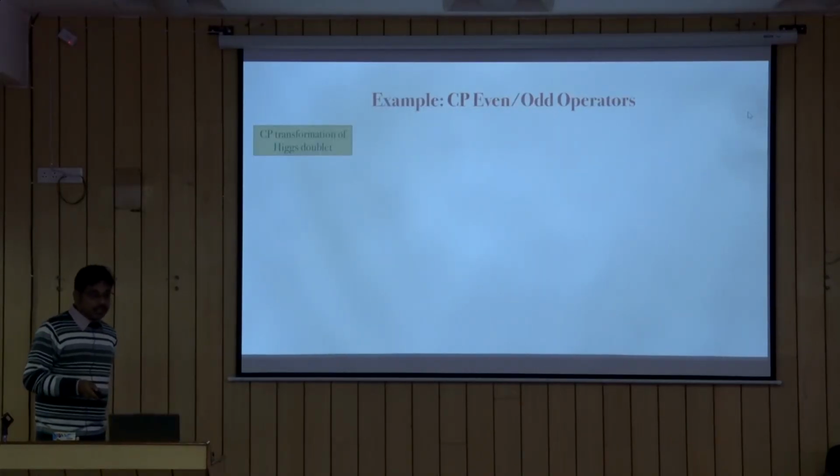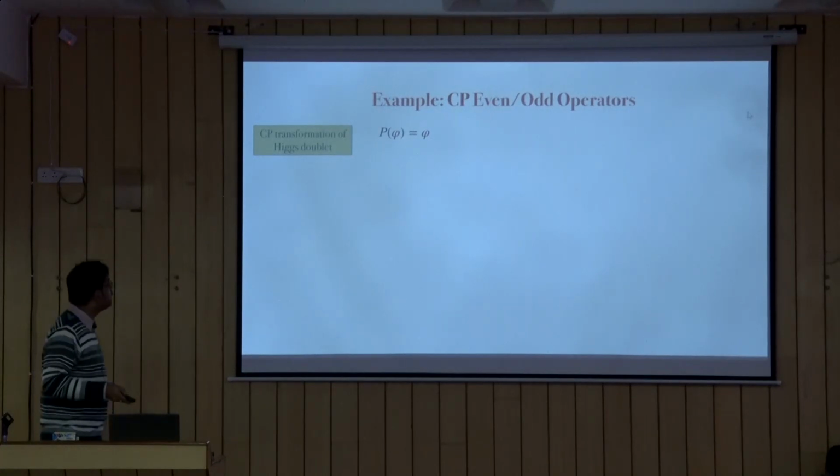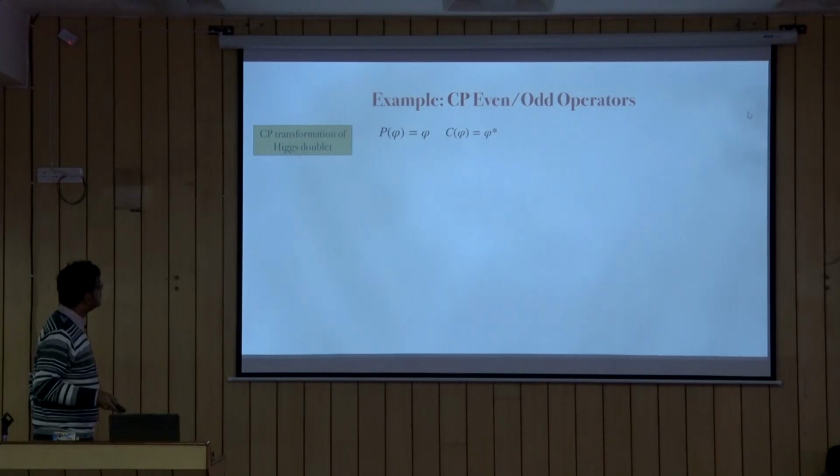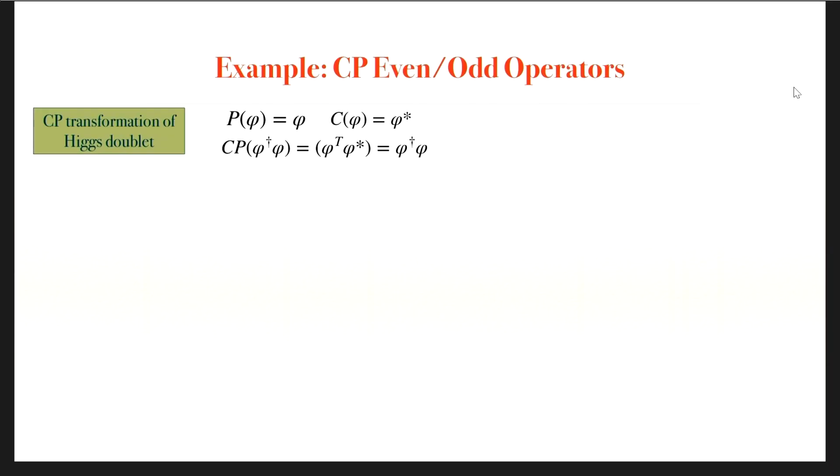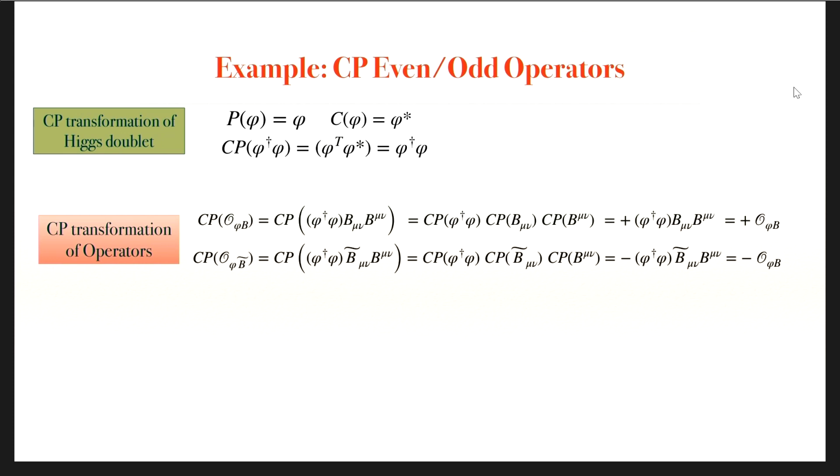So now you come to the question: what happens to the CP transformation on the Higgs doublet? The P of phi remains phi, C of phi gives you phi star. So, CP acting on phi dagger phi essentially gives you phi dagger phi. Now, CP transformation of the operators which concern us.